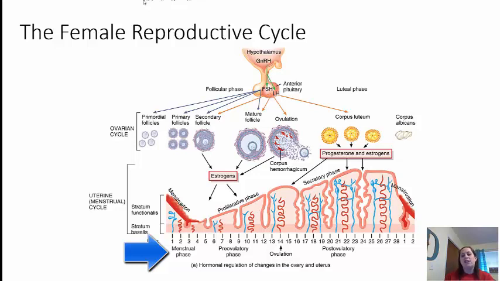And again, this is if the woman's on a 28-day cycle, and the cycle can be different for each woman. Sometimes it's less than 28 days, sometimes it's more than 28 days. All right, but this just kind of gives you an idea.